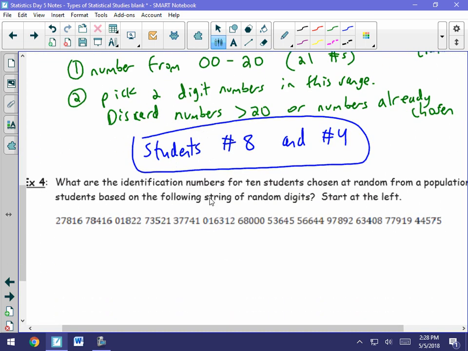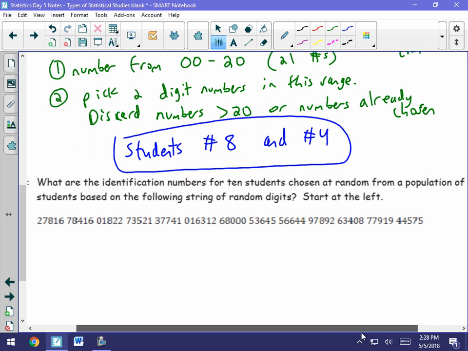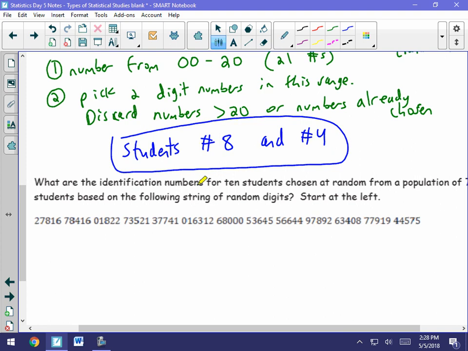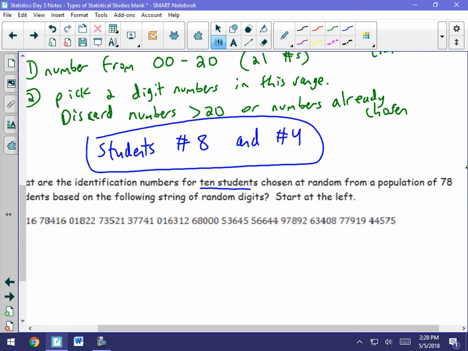Here's another example of doing random assignment down here at the bottom. What are the identification numbers for 10 students chosen at random from a population of 78 students based on the following string of random digits? Start at the left. So instead of a table, I've just got one big long list of random digits from 0 to 9, right? I need to select 10 numbers for my 10 students. 78 people altogether that I'm choosing from. So I'm going to number them from 00 up through 77.